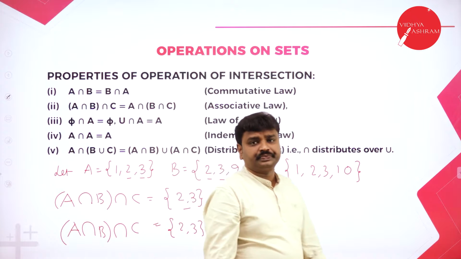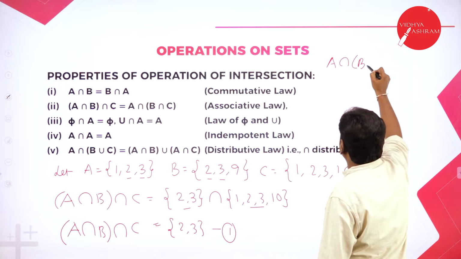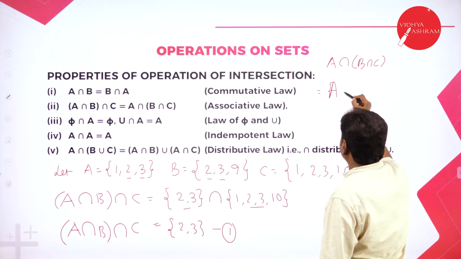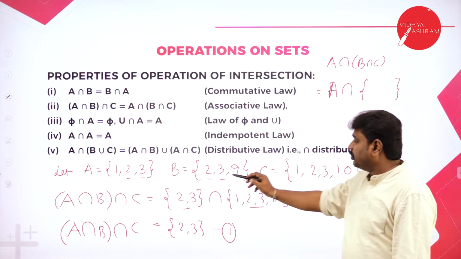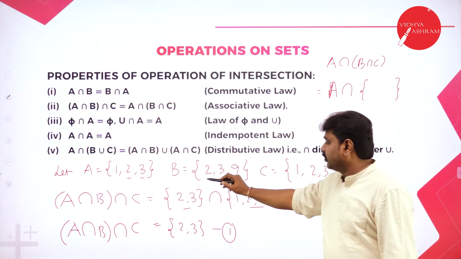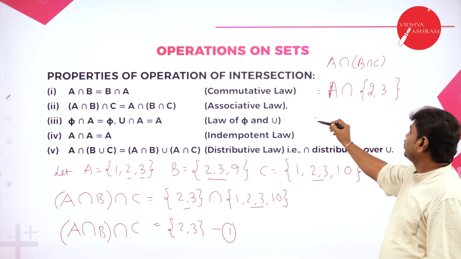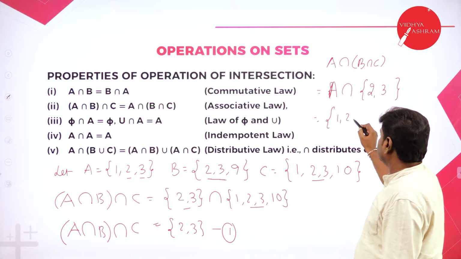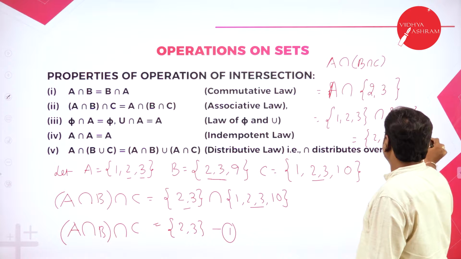Now we'll group the other two. That is, we'll go ahead with finding A intersection B intersection C. That is A. What is A? Set A. Let it be set A intersection B intersection C. B intersection C means set of common elements of B and C. In B we have 2, 3, in C also we have 2, 3. So 2, 3. Now A intersection B intersection C. What is A? A is 1, 2, 3. So I'll get 1, 2, 3 intersection 2, 3. What is 1, 2, 3 intersection 2, 3? That will give you 2, 3 again. So call this as 2.